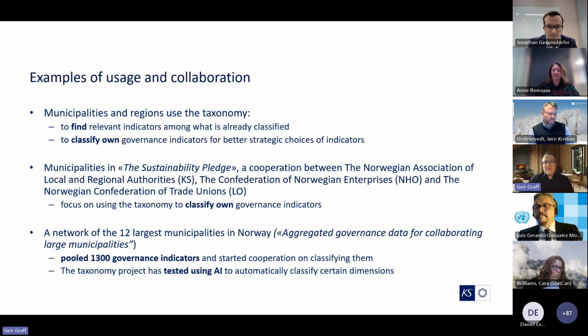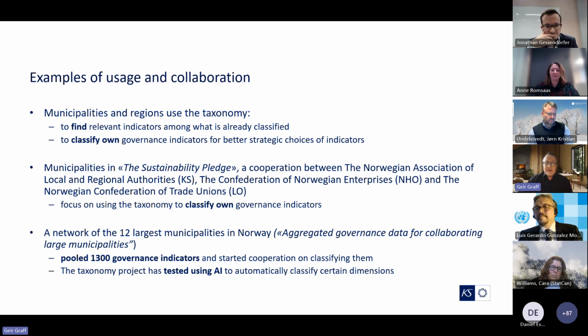Then we have also taught them to use the taxonomy on their own governance indicators that they use in their day-to-day governance of the municipality or region. Because even though some indicators are not created to measure sustainability, they might still be useful to measure sustainability, depending on the type of indicator, of course. So we have taught municipalities to use the taxonomy to classify their own indicators and see which metadata they can link to them, and then perhaps find a more balanced way of choosing the right governance indicators for them as a municipality.